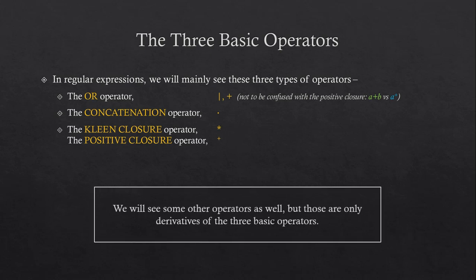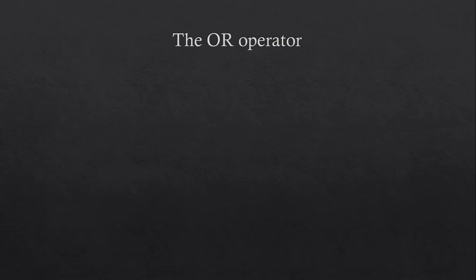We might see some other operators as well, but those are mainly derivatives of these three basic operators, or in other words, you might say those are shortcuts, and we will talk about them later. But for now, these three are the only basic operators that are present in a regular expression. Now let's talk about the OR operator. The OR operator is a binary operator, so it sits between two things, and it means you might take the one from the left or the one from the right.